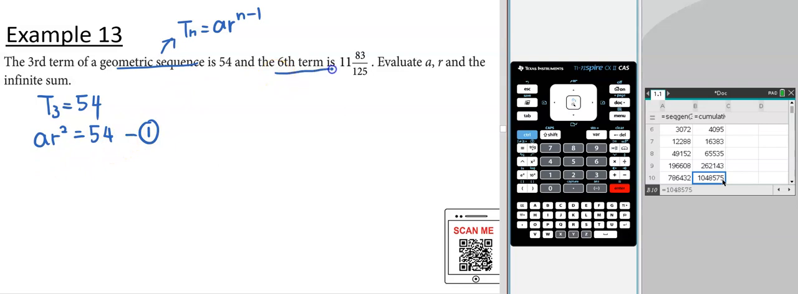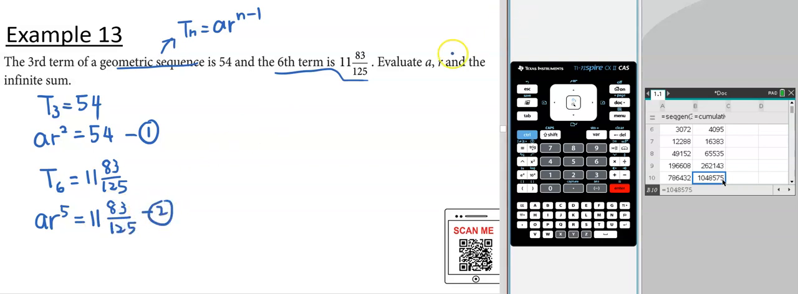The second one: the sixth term is 11 and 83 over 125. So you just change the sequence over here: AR to the power of 5 equals 1183 over 125. So you have two equations. Find A, R and the infinite sum. So let's solve this question.